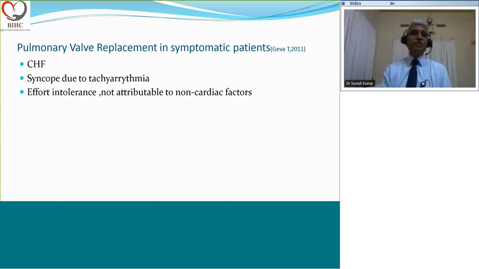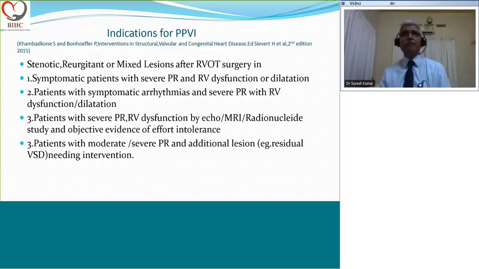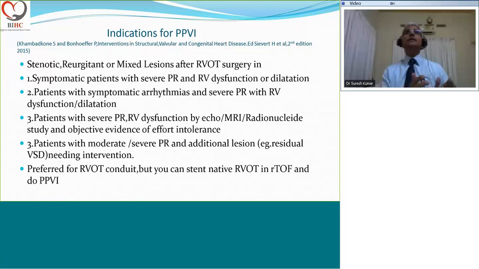In symptomatic patients, the presence of heart failure, syncope, and effort intolerance which is objectively verifiable are indications for pulmonary valve replacement. And for percutaneous pulmonary valve, remember I mentioned that the earlier indications as Tal Geva laid down were largely for surgical pulmonary valve replacement. For percutaneous pulmonary valve, stenotic, regurgitant, or mixed lesions after RVOT surgery in tetralogy of Fallot or a conduit repair are an indication.